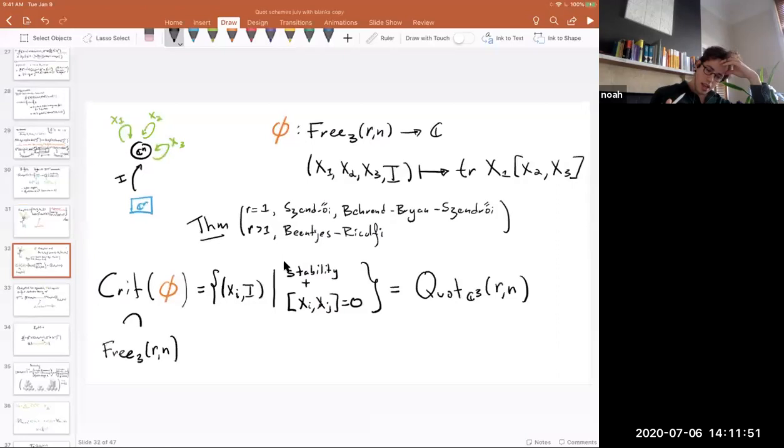And how do I do that? Well, I can look at this function, a smooth function on my smooth ambient space, that takes a pair of matrices and I to the trace of x1 times the commutator of x2 and x3. And it's a theorem of Behrend, Bryan, and Szendrői in rank 1, and Szendrői and Kool in higher rank, that the critical locus of this phi coincides with the quot scheme. It's the same thing as this quot scheme.